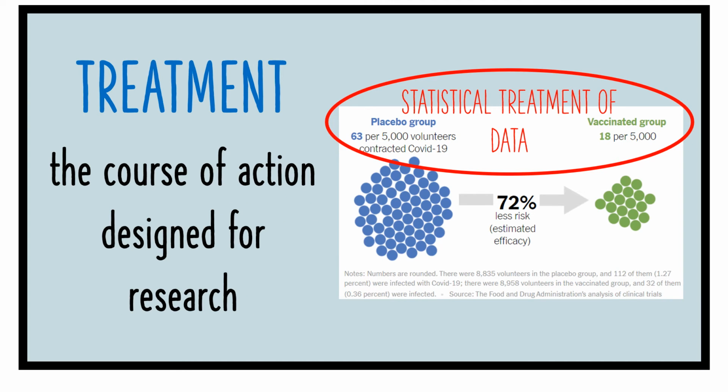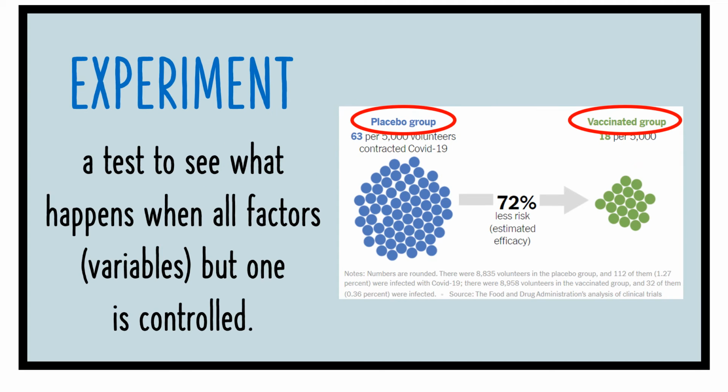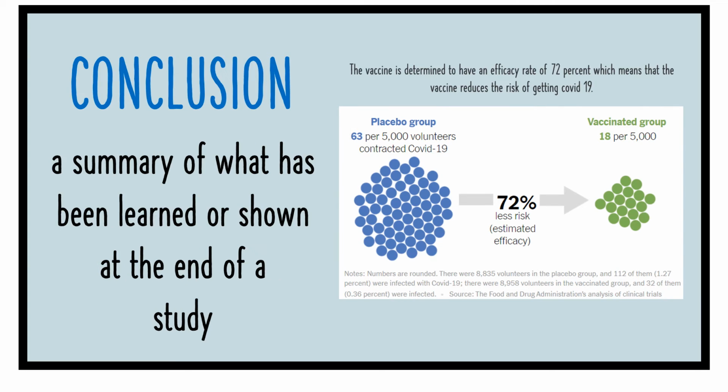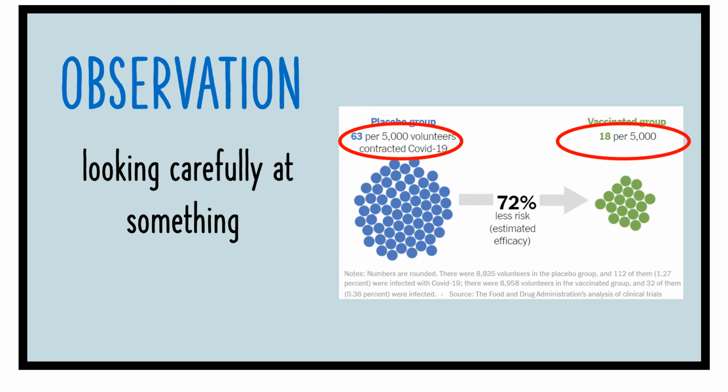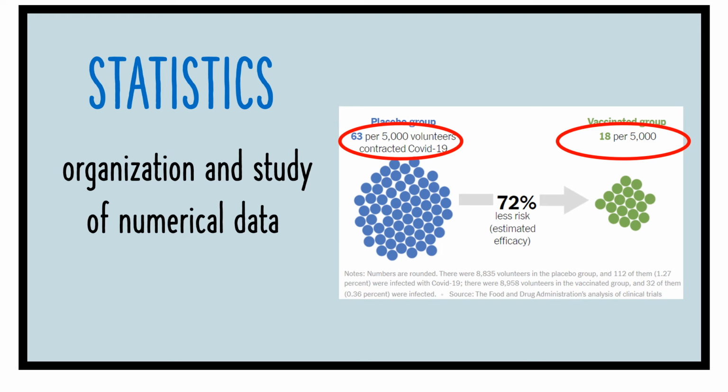Treatment. This is the course of action designed for research. Experiment is a test to see what happens when all factors but one is controlled. Conclusion. A summary of what has been learned or shown at the end of the study. Observation is looking carefully at something. Statistics is the organization and study of numerical data.